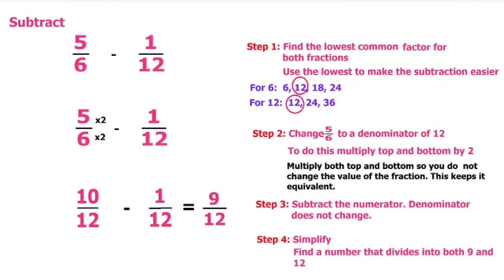And you should know by now that 3 fits into both 9 and 12, right? If you remember your 3 times tables, 3, 6, 9, 12, etc. So you can just divide the top and bottom by 3 to simplify the fraction. So 3 fits into 9 3 times, 3 fits into 12 4 times. So the answer is 3/4.